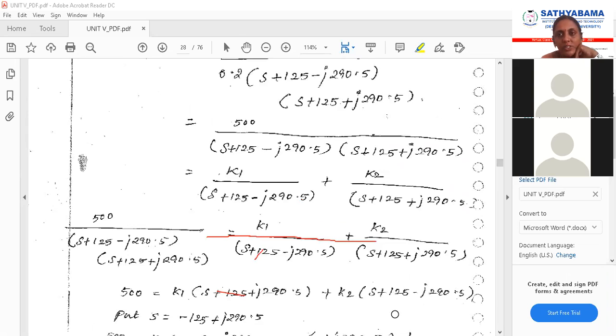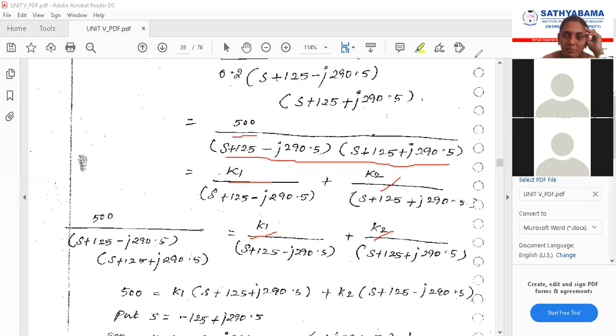The same way you are going to do. After getting the equation, you are going to apply partial fractions, find out the value for K1 and K2. Okay. After that, substitute the value for K1 and K2, take inverse Laplace transform, you will find out the final answer. Okay. So this 500 divided by (S plus 125 minus J 290.5) into (S plus 125 plus J 290.5) is split into two terms with two constants, K1 and K2.